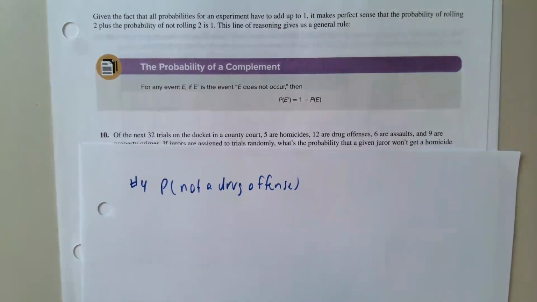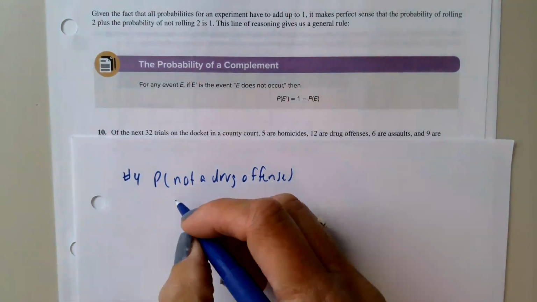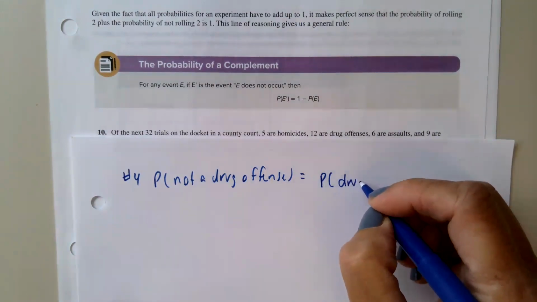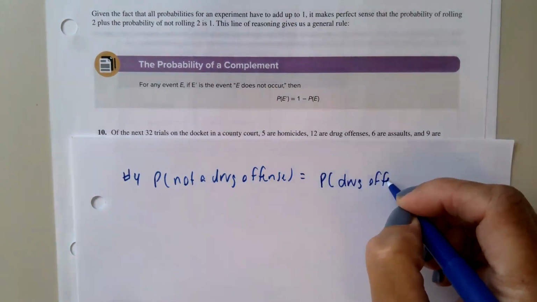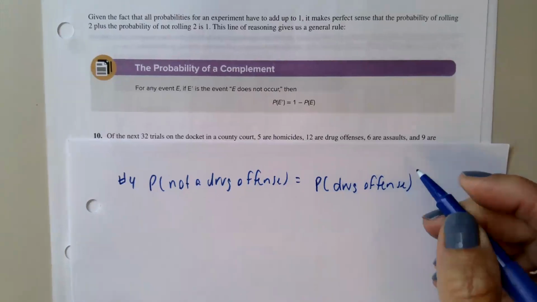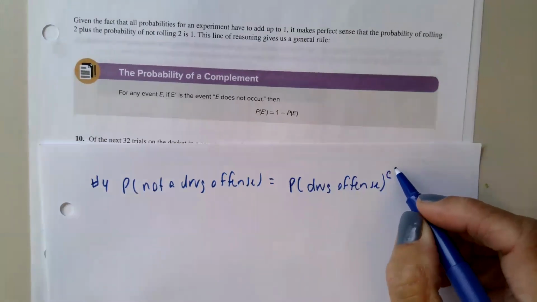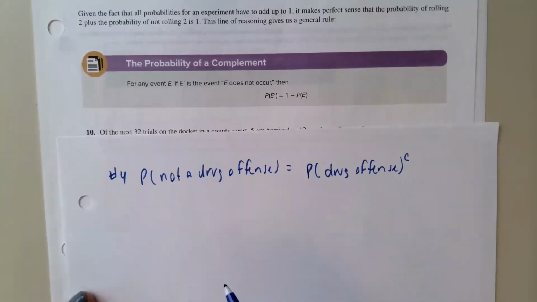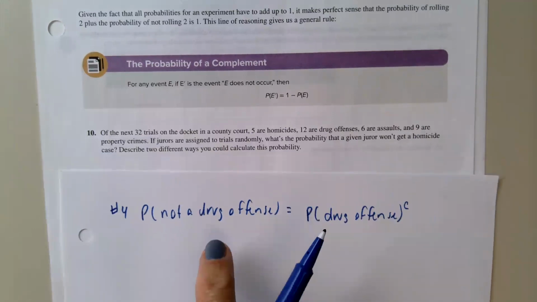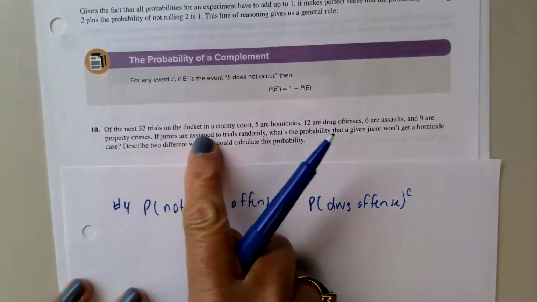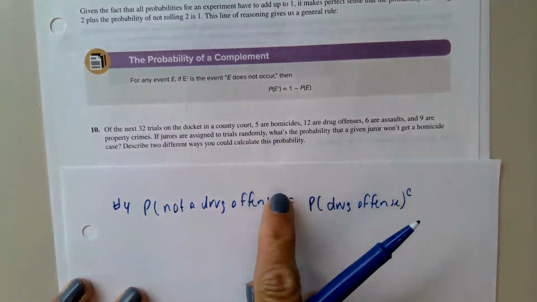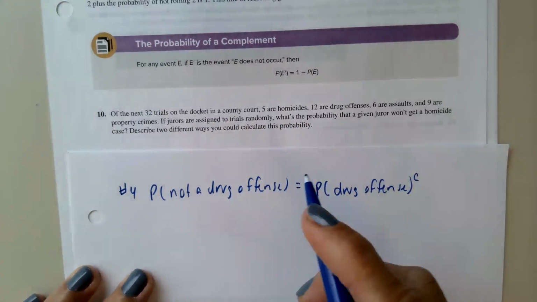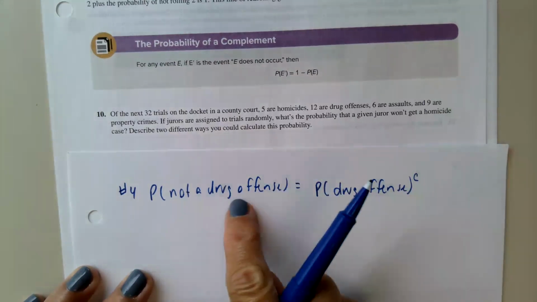This is where we're talking about complements. So we could also say that's equal to the probability of drug offense, and we could put a C here for complement, or you could put a prime. They put the little prime symbol. So that means not a drug offense means we could count all the ones that are drug offenses and subtract them. Or we could just count up all the ones that are not a drug offense.